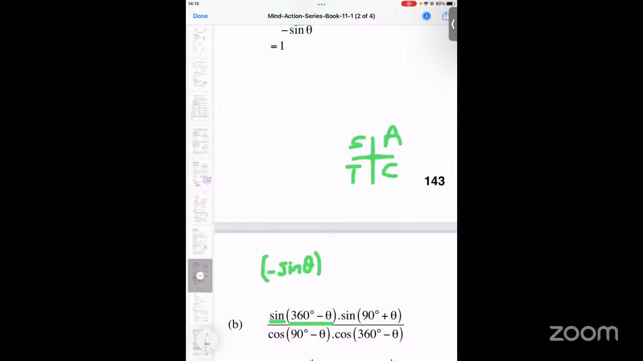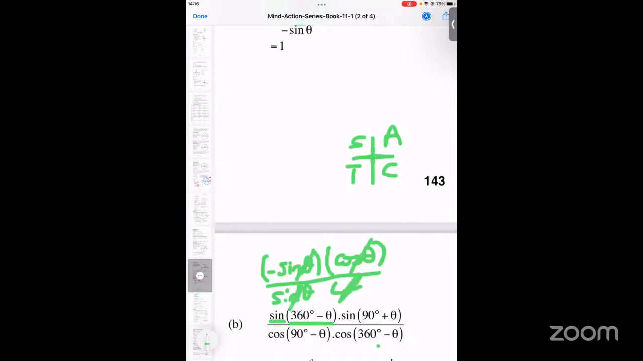How did you work out that other one? The sin of 90 plus theta, it's in quadrant 2, so it's positive, and it becomes cos theta. 100%. I agree with you on that one. Okay, continue. Then the cos of 90 minus theta, it's in quadrant 1, so it's going to be sin theta. Yes, a positive sin theta. It changes. Then the cos of 360 minus theta is in quadrant 4, and cos is positive, so it's cos theta. Okay.